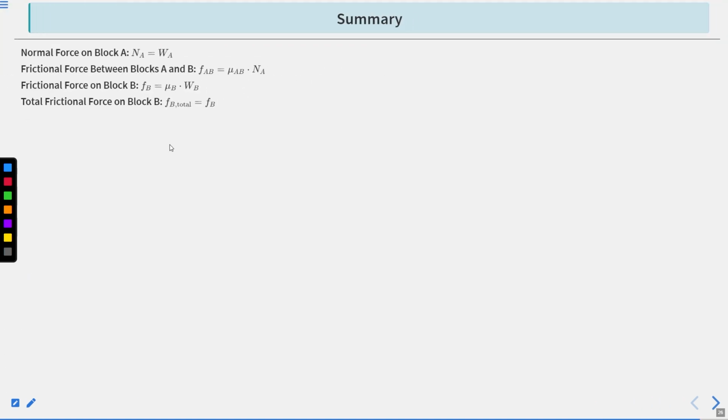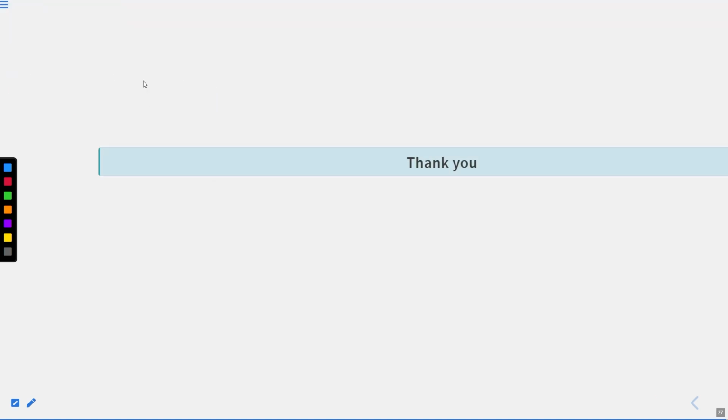The summary. We learned these concepts: first, normal force on a block; second, frictional force between blocks A and B; third, frictional force on block B; and fourth, total frictional force on block B. So these concepts are important. And these are the formulas of that concept. Thank you.